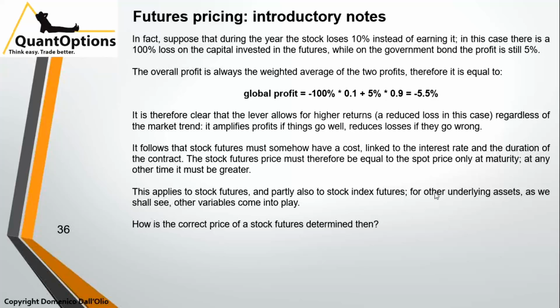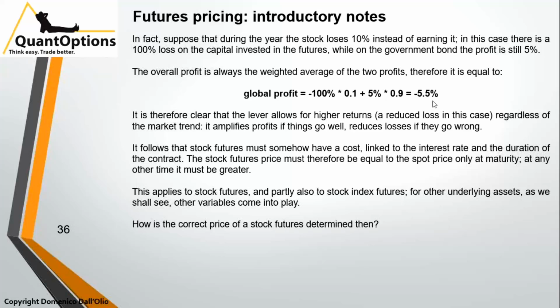So the overall profit is always the weighted average of the two, and it's equal to minus 100% weighted on 10% of the available money, plus 5% weighted on 90% of the available money. And the total result is minus 5.5%. Purchasing the stock, we would lose 10%. Here, we lose only 5.5%. It is therefore clear that leverage allows for higher returns or a reduced loss, regardless of the market trend. It amplifies profits if things go well, reduces losses if things go wrong.